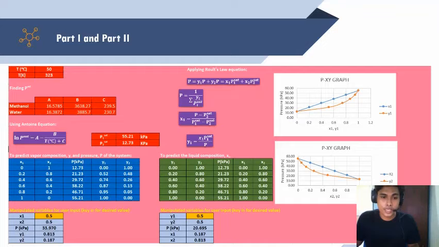We don't know the values of x1 and x2, so in this case, we estimate that the x value starts from 0 until 1, with an interval of 0.2, 0.4, 0.6, 0.8, and the last value is 1. After we use these values of x1 and x2, we can get the value for the pressure. After we get the pressure, we need to modify Raoult's law again in order to get the value of y1.